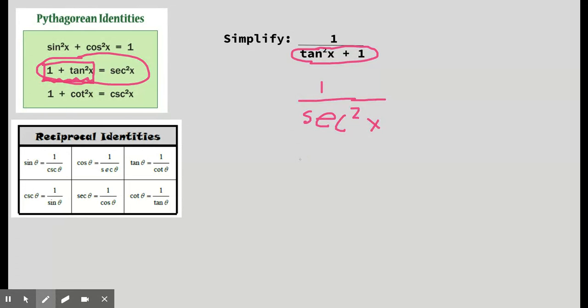Now, secant squared x is one of our reciprocal identities. And if I notice right here, I'm going to circle this one: 1 over secant theta equals cosine of theta. What we have in my problem is 1 over secant squared x. So this must reduce to cosine squared x. And that is our final answer.